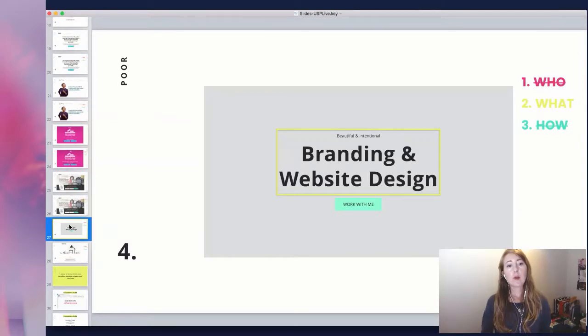So in this example, there's no who and there's no how. It's just the what. And unfortunately, this is something that I see a lot, particularly with other designers. You're just saying branding and website design. That's not enough. That's not positioning you differently from anyone else. Definitely get in there and rework the statement with a who and how as well. And maybe the first call to action wouldn't be work with me, because you want to establish some rapport first.